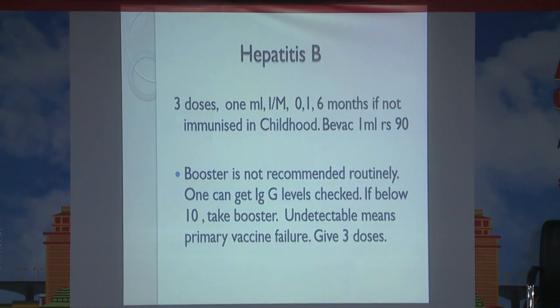Hepatitis B, 3 doses are given at 0, 1 and 6 months if not given in childhood. In adults, dose is 1 ml, in children it is 0.5 ml. Boosters are not recommended routinely. One can get antibody level checked. If the IgG level is less than 10, then one can go for booster. Or if a person is above 40, without going for these IgG levels, they can get a booster.